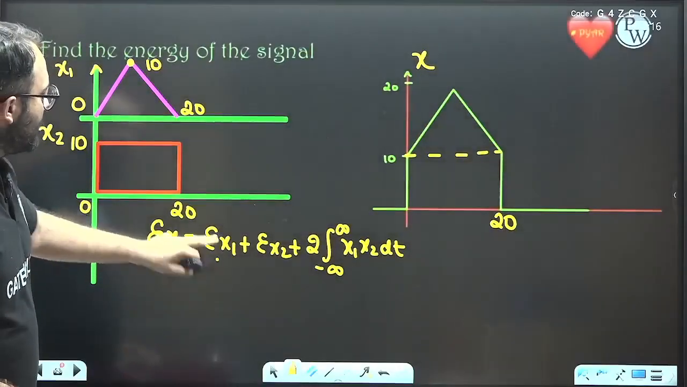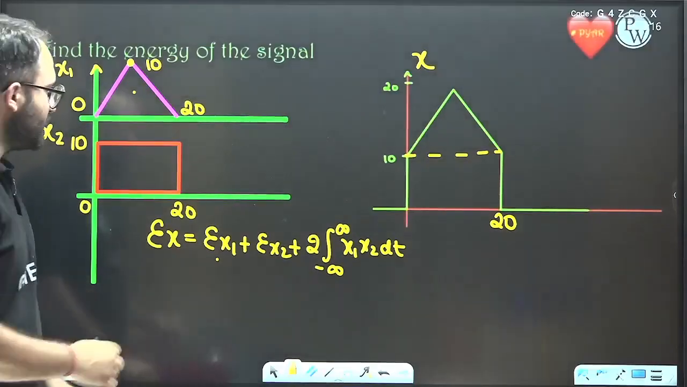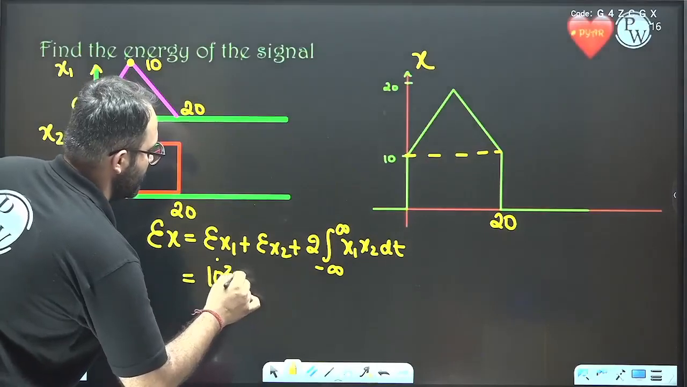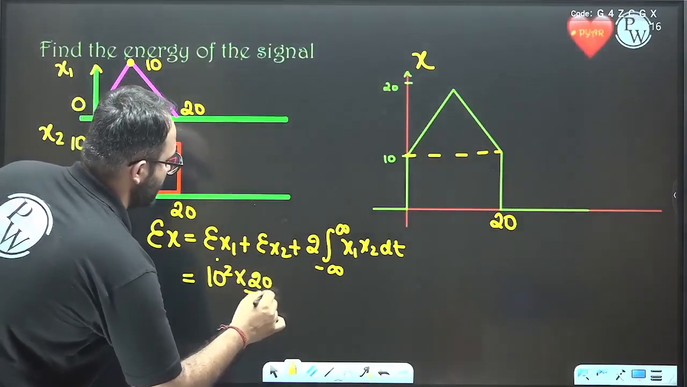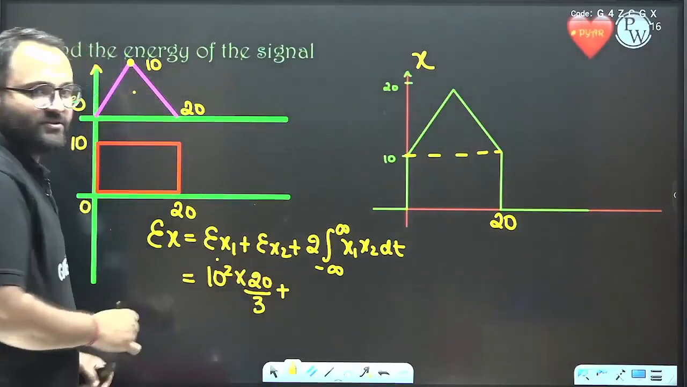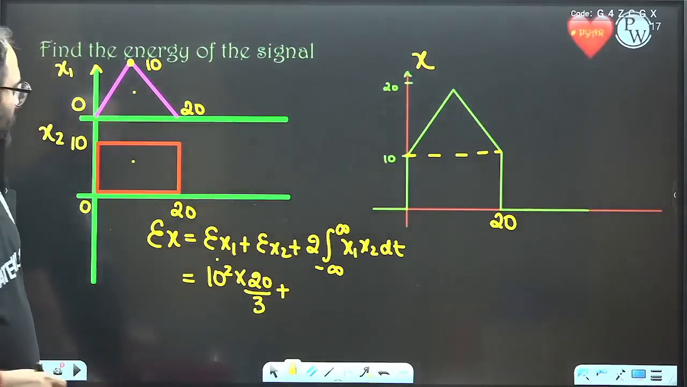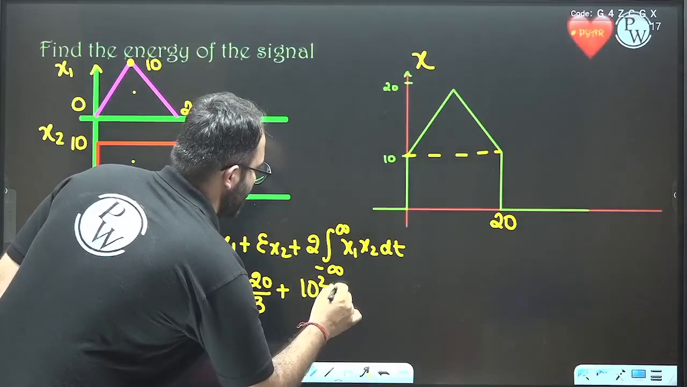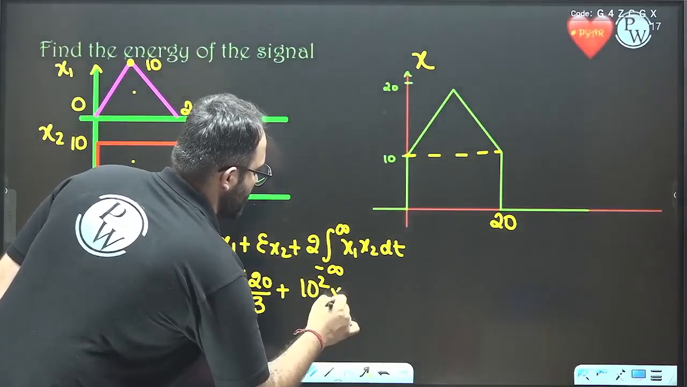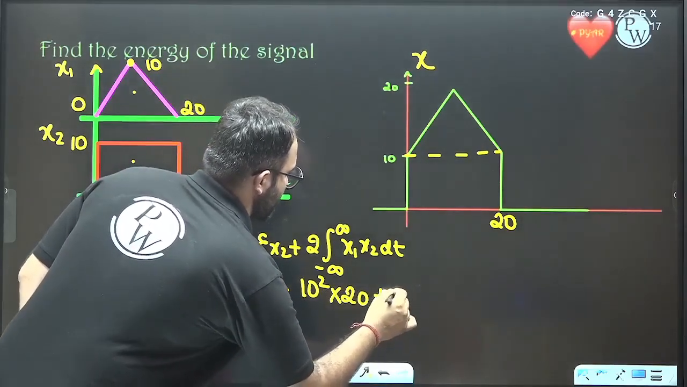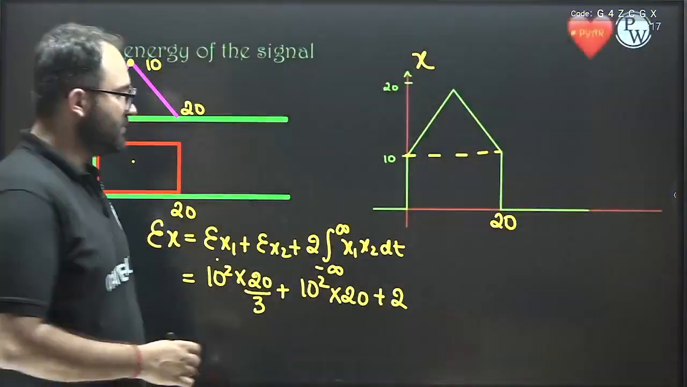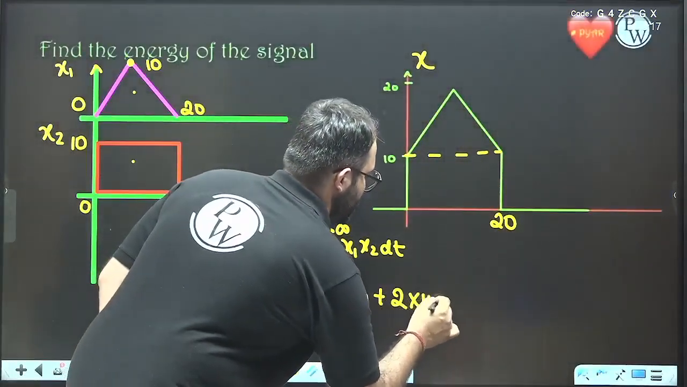Now energy of x1 means energy of the triangle. What is the energy of the triangle? Height square multiplied by width divided by 3. Energy of x2 means energy of this rectangle. What is the energy of this? Height square multiplied by width, 20. And the third term is 2 times of 1000. So this is what the result is.